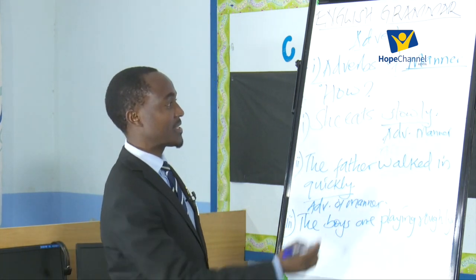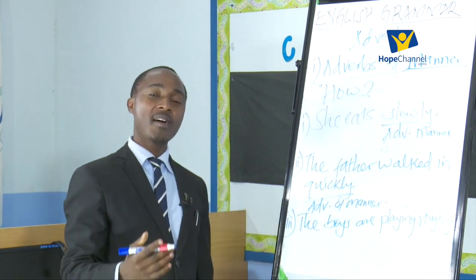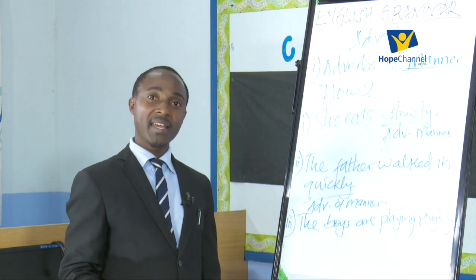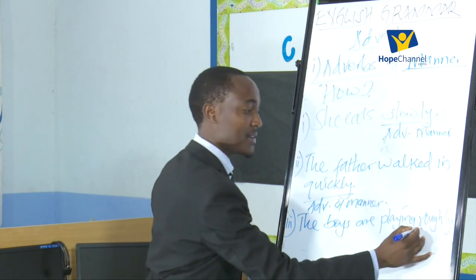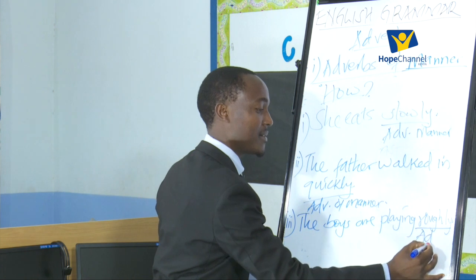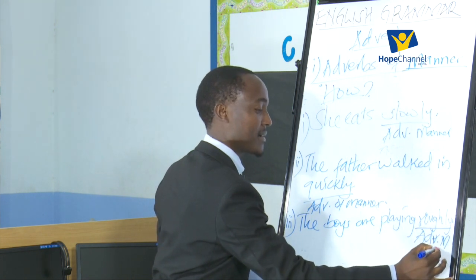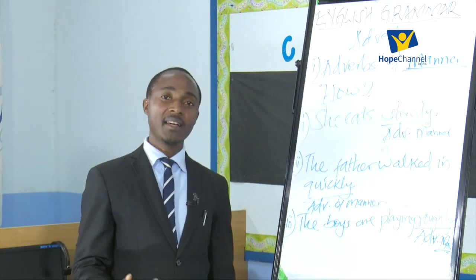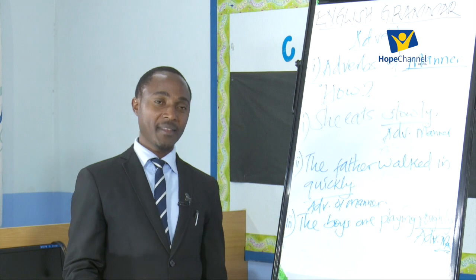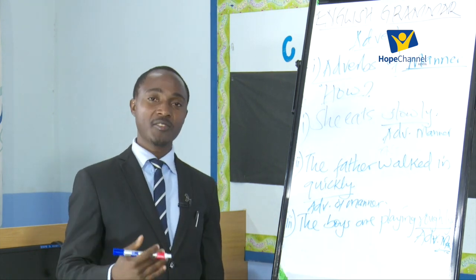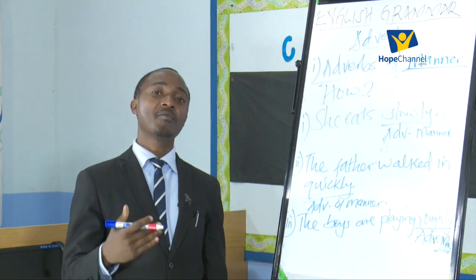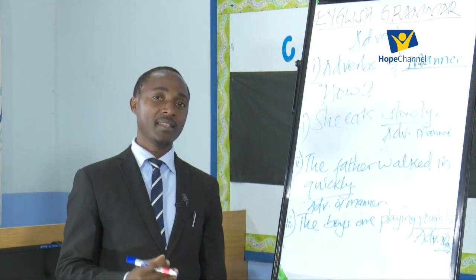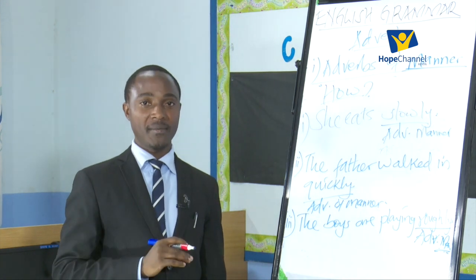What question again do we ask? The question is how. How are the boys playing? And the answer is the boys are playing roughly. So roughly gives us the adverb of manner. So identify by simply asking how. Adverbs of manner tell us how action takes place. Ask the question, how did the action take place? How is it taking place? How will it take place? Then you'll have your adverb of manner.